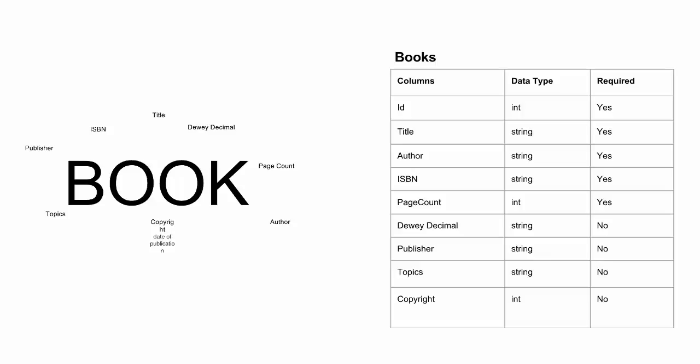Dewey Decimal, again, I don't know what I don't know about Dewey Decimal, so I've gone ahead and made those a string. The publisher is the name of the publisher, so again, it's a string. Topics, at this point I'm not really sure what I'm doing with topics, but I know that's something I need to capture, so I'm making that a string as well. And in some ways, the string kind of becomes a good catch-all.